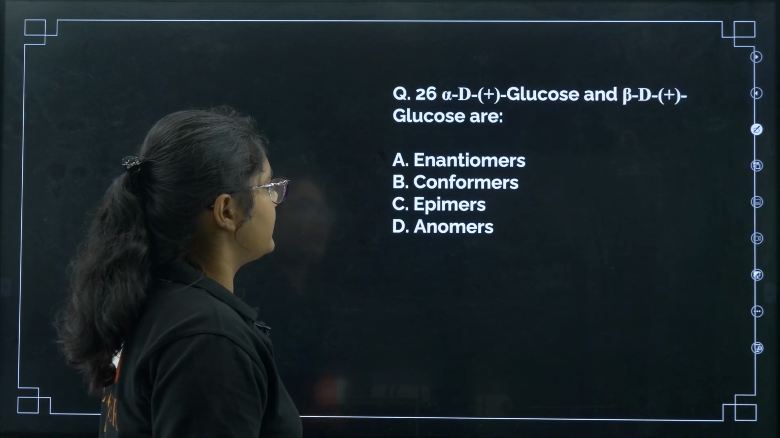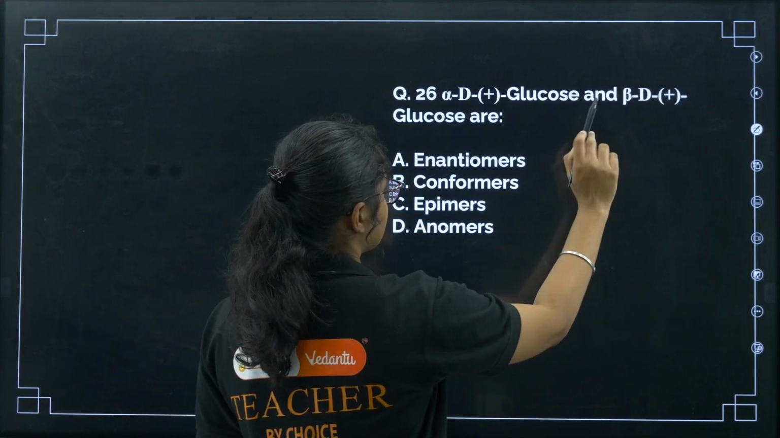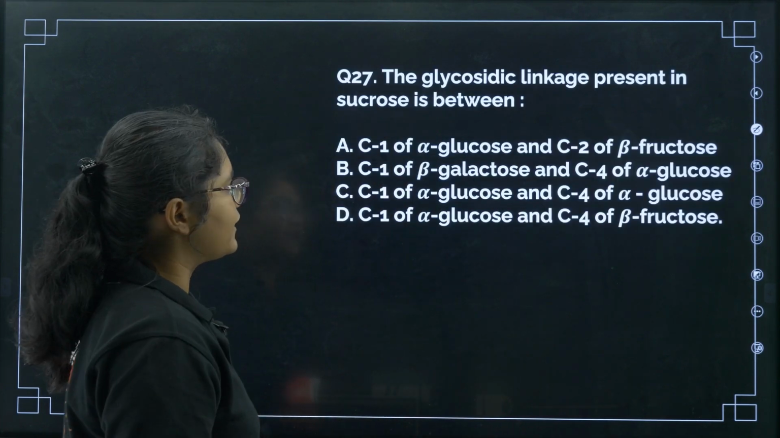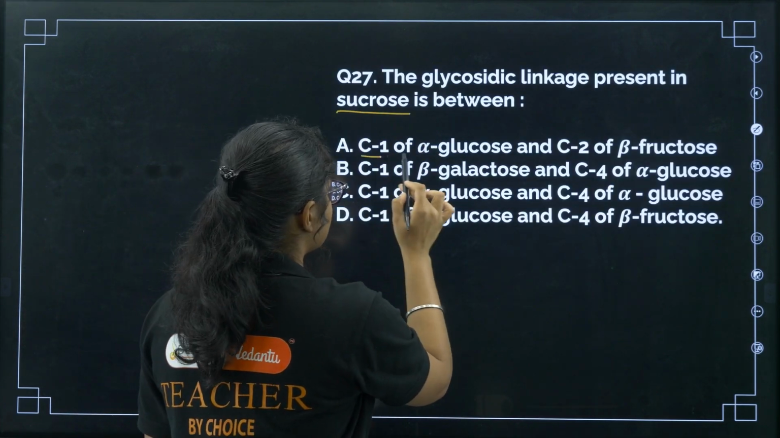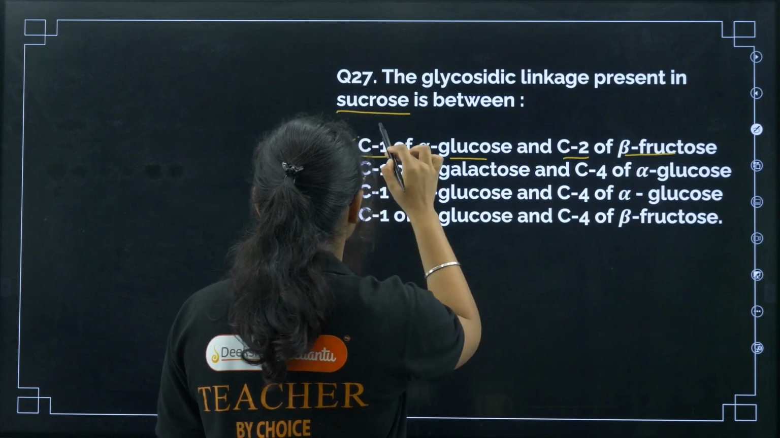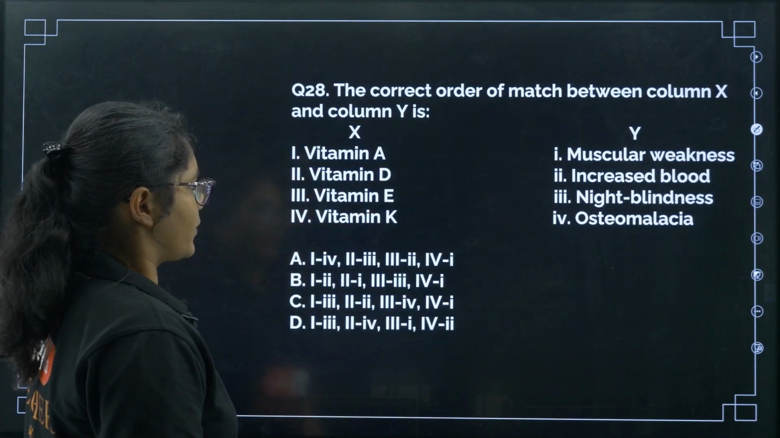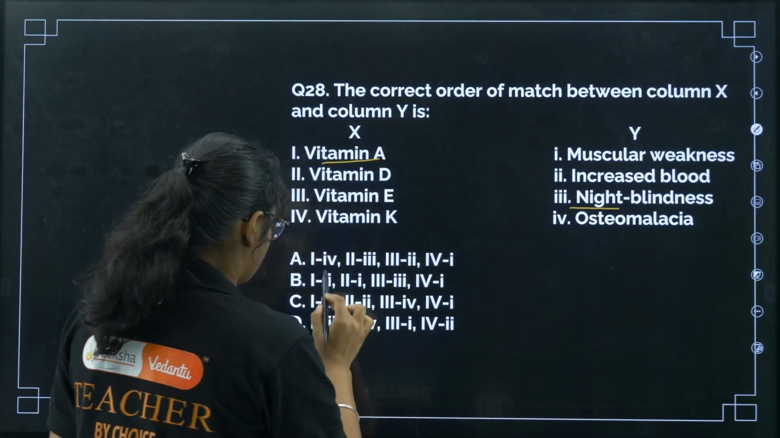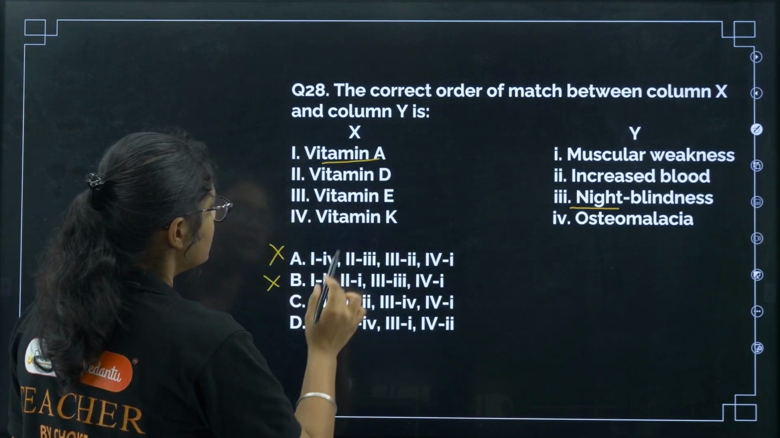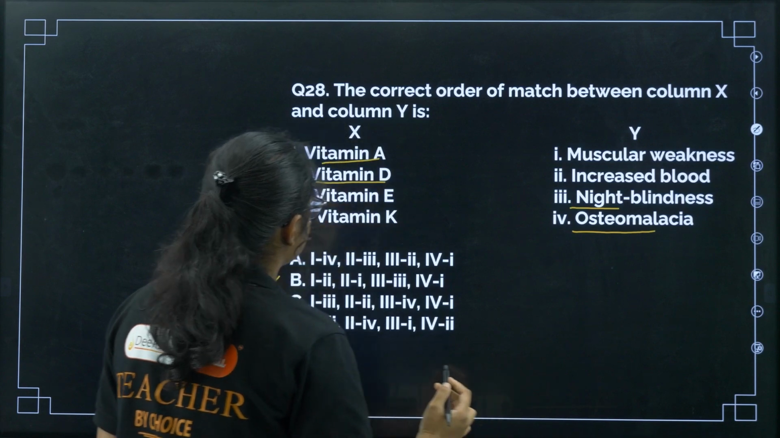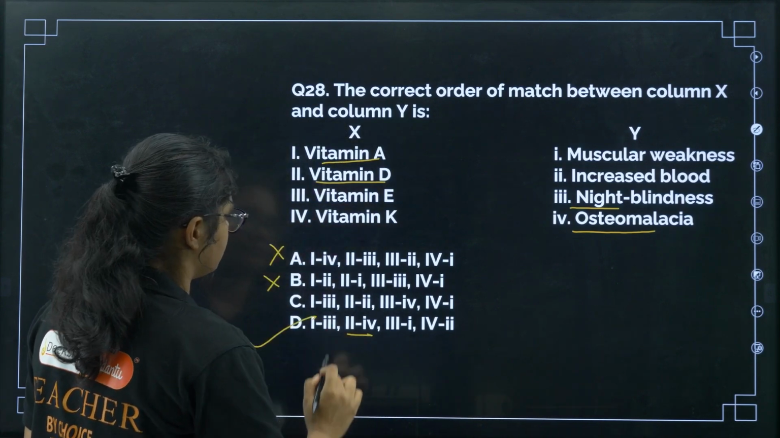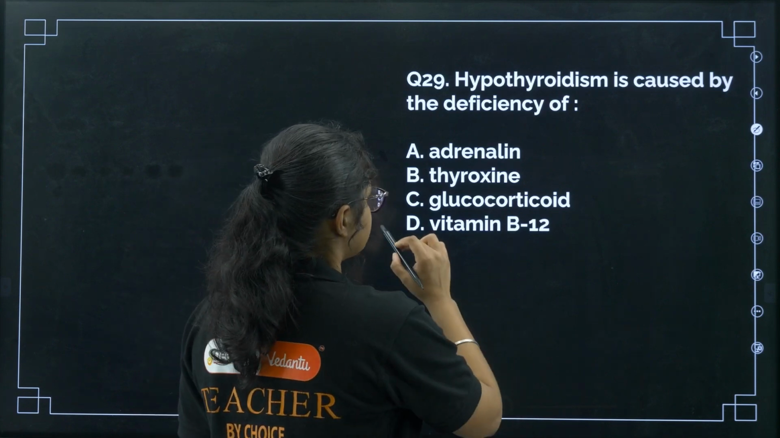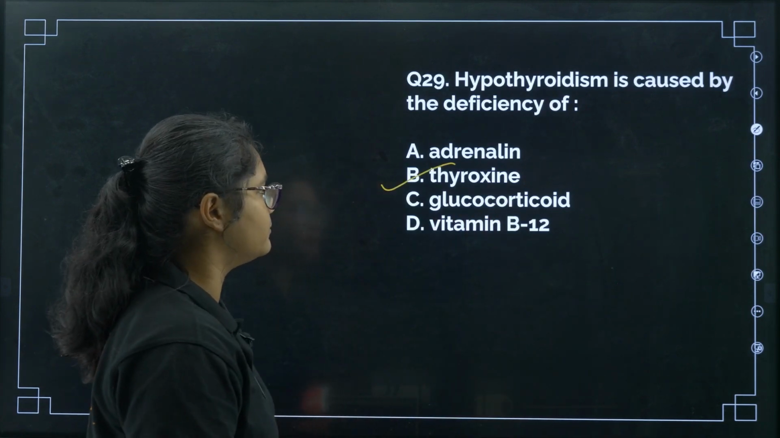Next, alpha-D-glucose and beta-D-glucose are anomers, so option number D. The glycosidic linkage in sucrose is between C1 of alpha glucose and C2 of beta fructose, option number A. Next, the correct match. Vitamin A is night blindness, so A has to be 3, so we can eliminate these two. Then vitamin D is osteomalacia, that is 2, has to be 4, so option number D here. Next, hypothyroidism is caused by the deficiency of thyroxine, that is option number B.